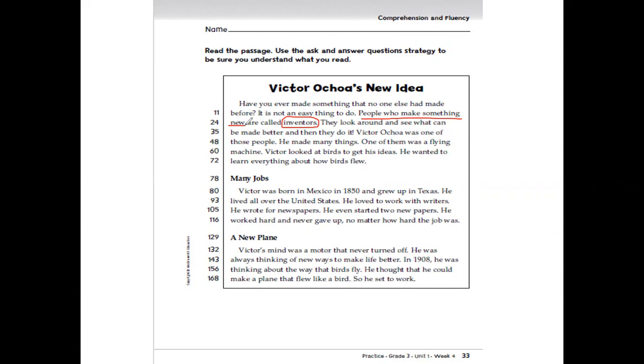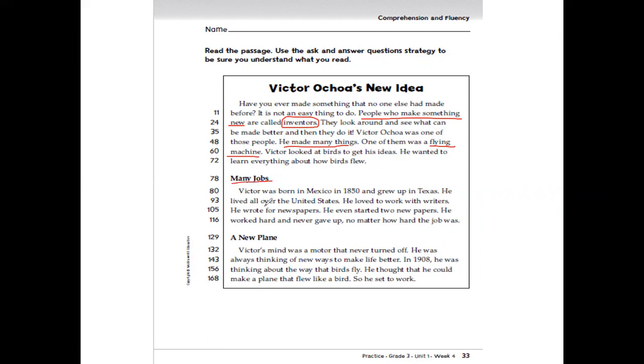Victor Okwa was one of those people. So who's Victor Okwa? He was an inventor. He made many things. One of them was a flying machine. Victor looked at birds to get his ideas. He wanted to learn everything about how birds flew.